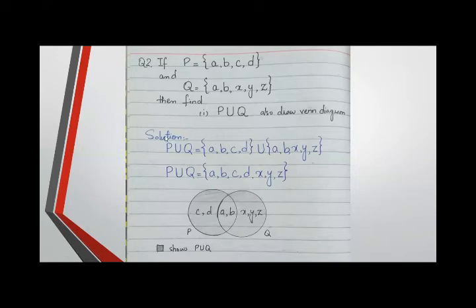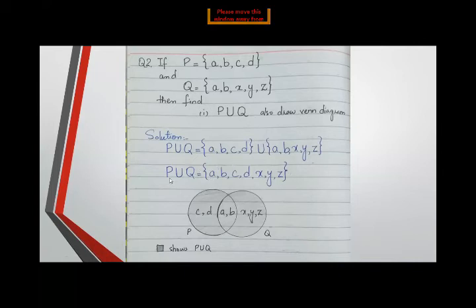Okay, here we start the solution. As you can see, students, they are also overlapping sets. Firstly, we write P union Q. Then we write first the P set, which is A, B, C, and D. Here we put a union sign. Then we write the set Q, which is A, B, X, Y, and Z. Now from the definition of union, we place all the elements in a single set.